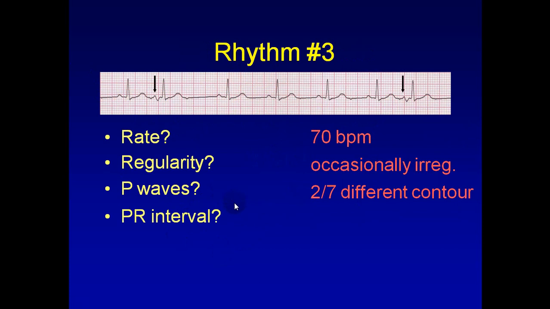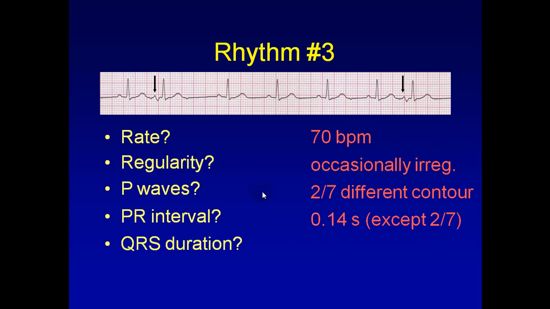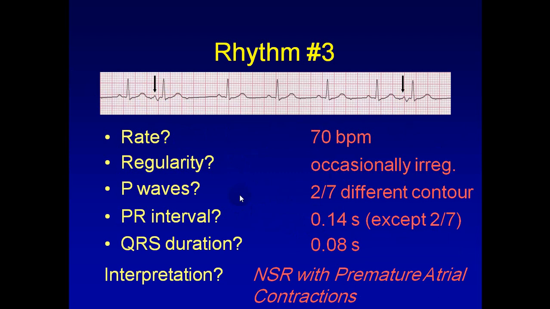The PR interval we can measure as normal here, here, and here, but in the ectopic beats we can't really measure it, except in 2 and 7, where it is about 3 small squares. The QRS duration looks normal in all these leads, even the ectopics have the same QRS complex. The only difference is the P wave and PR interval. So the interpretation is normal sinus rhythm with premature atrial contractions or beats.